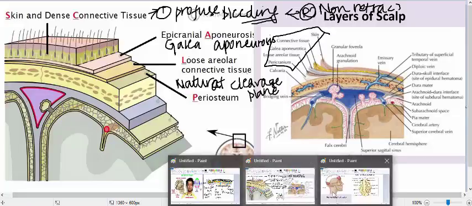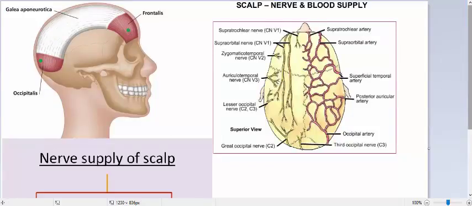So now let us learn about the occipitofrontalis muscle briefly, and nerve supply and blood supply of the scalp. So occipitofrontalis muscle. So this is occipitofrontalis. It has frontal belly and occipital belly.